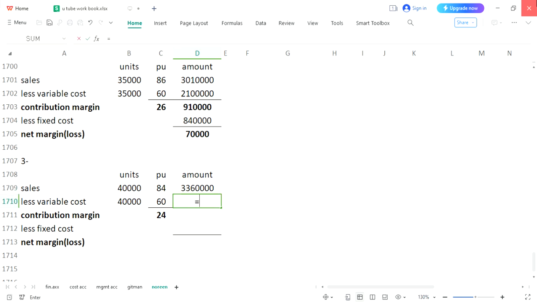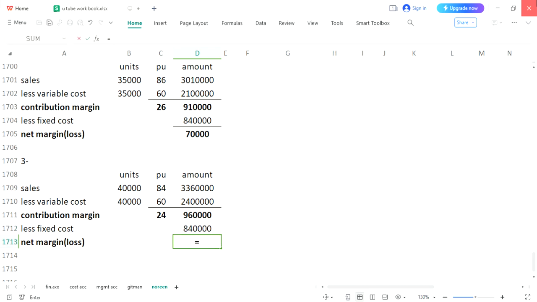It's time to calculate variable cost, again a product of units and per unit. Units 40,000 and you will multiply by 60 per unit variable cost. We have got total variable cost. Time to calculate contribution margin, which is the difference of sales and variable cost. Sales is 33 lakh 60,000 and you will subtract variable cost 24 lakh. We have got our contribution margin, and as you know, 8 lakh 40,000 is your fixed cost.